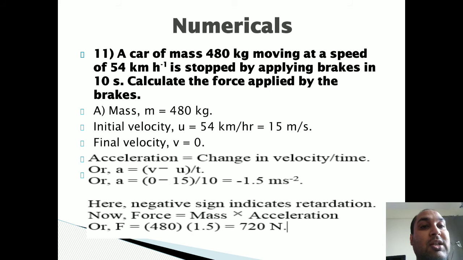So again, a is equal to v minus u upon t, but over here v is equal to 0. So it will be 0 minus 15 upon 10. So you will be getting the answer as minus 1.5 meter per second square. For finding the force, we will be neglecting the negative sign. We know the formula F is equal to m into a. So mass is what? 480 and acceleration is what? 1.5. After calculating, we will be getting the answer, that is 720 Newton.